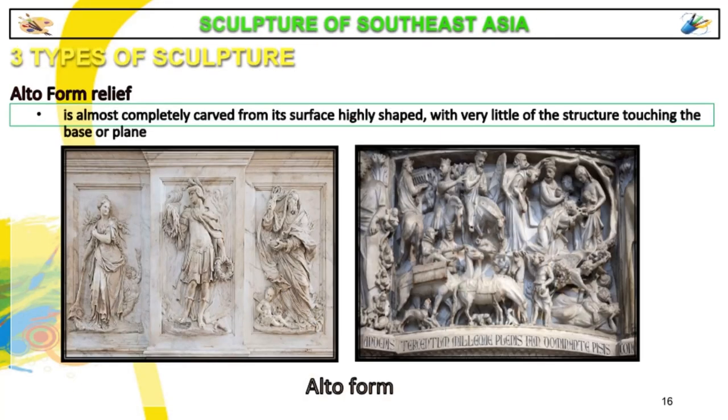Additional information for Southeast Asian relief sculptures. We have three types. And the first one is the Alto Form Relief. It is almost completely carved from its surface, highly shaped, with very little of the structure touching the base or plane. In the Philippines, we have this kind of alto form relief sculpture in Bonifacio Shrine in Manila.